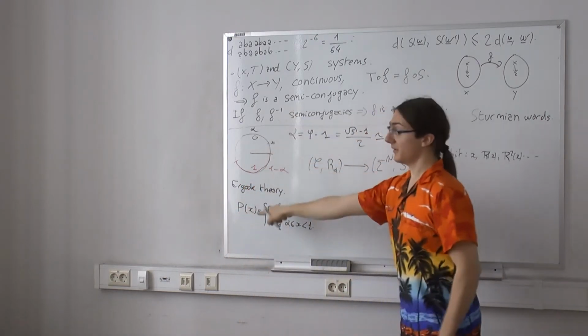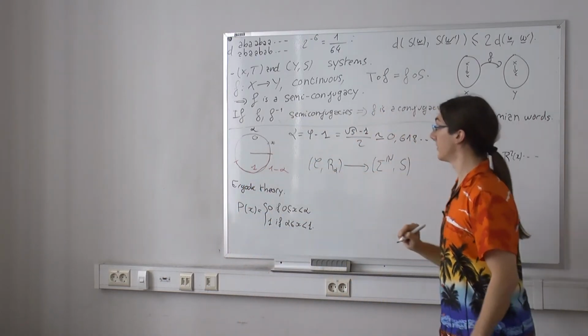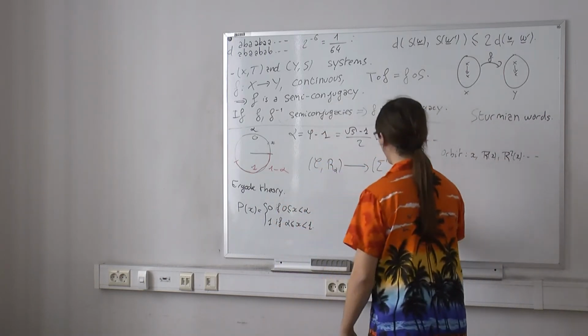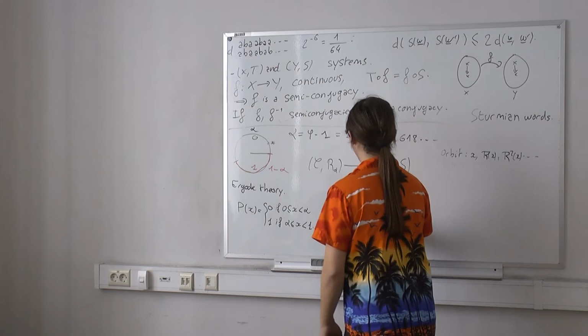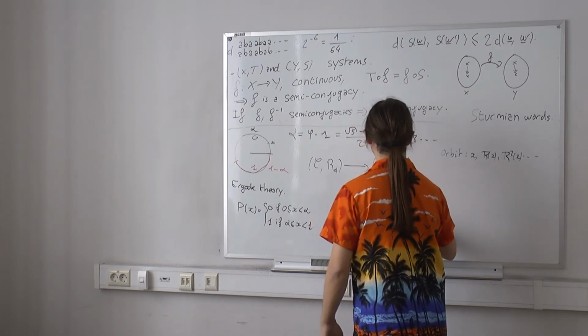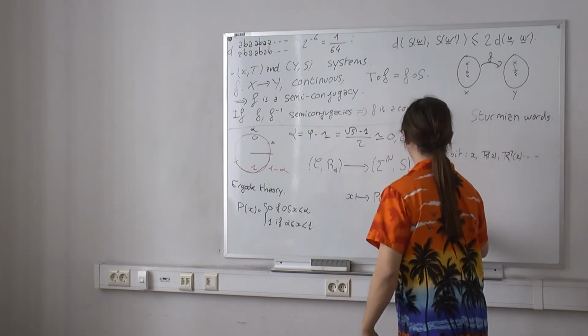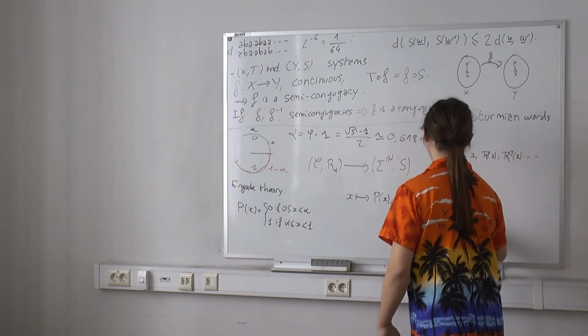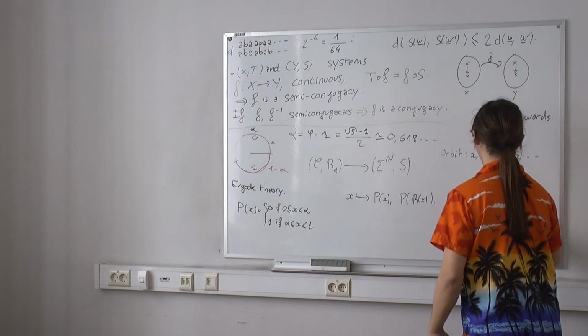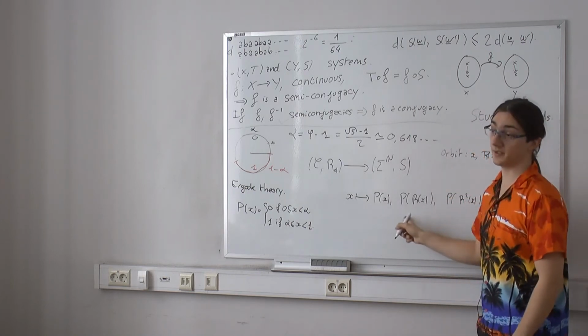So this is the partition, the formal version of what I drew on the board. And then the coding would be something like this. If you start from x, then you code P of x, P of the rotation of x, P of twice the rotation of x, and so on and so forth. And this is an infinite word.